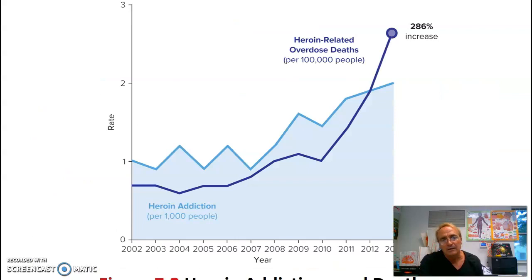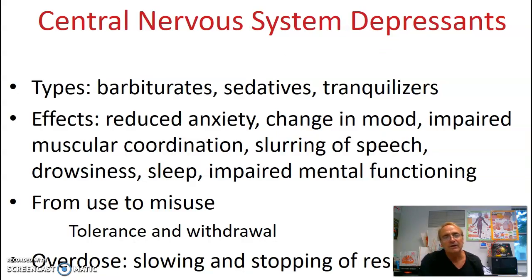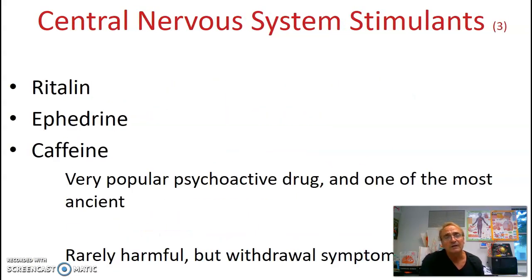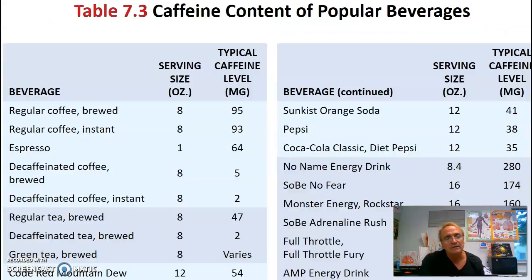Opioids: addiction is on the increase according to your textbook and getting way out of hand. Here's another category: central nervous system depressants, central nervous system stimulants. There's a whole range of drugs that people have access to, and caffeine being one of them that people use all the time. It does have some health benefits, but too much of a good thing is never a good thing.